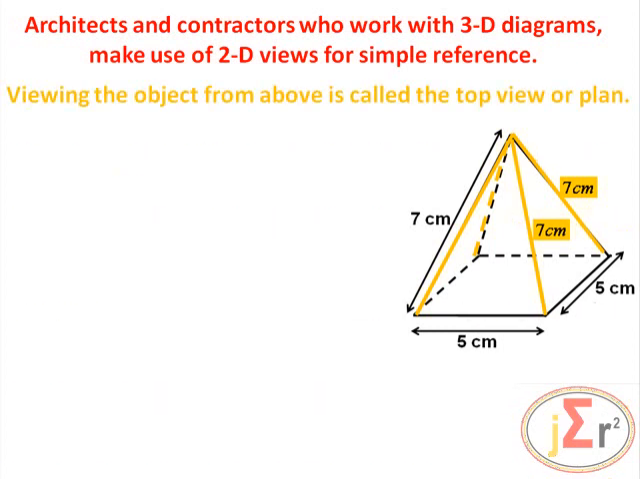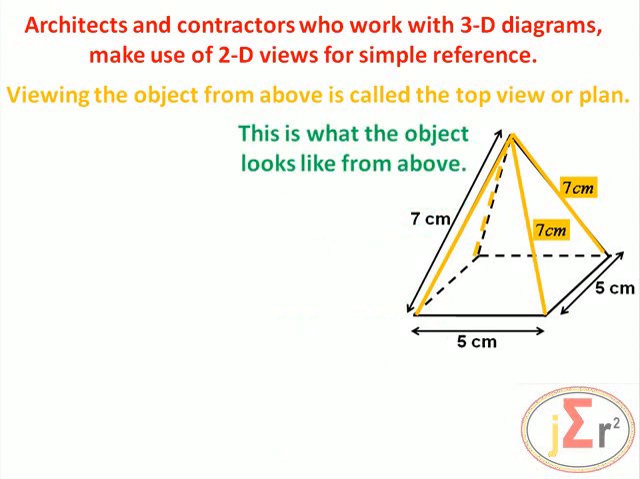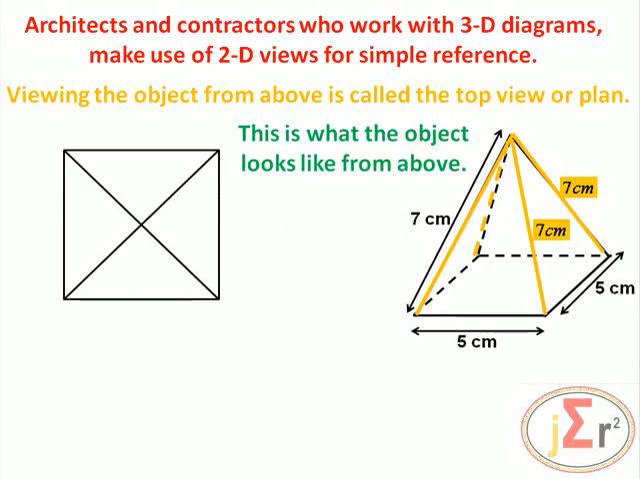Viewing the object from above is called the top view or plan, and that will be in 2 dimensions. The top view is called a plan. This is what the object looks like from above. So if you are viewing that square base pyramid from above, that is what it will look like. You will see obviously that this base is a square.